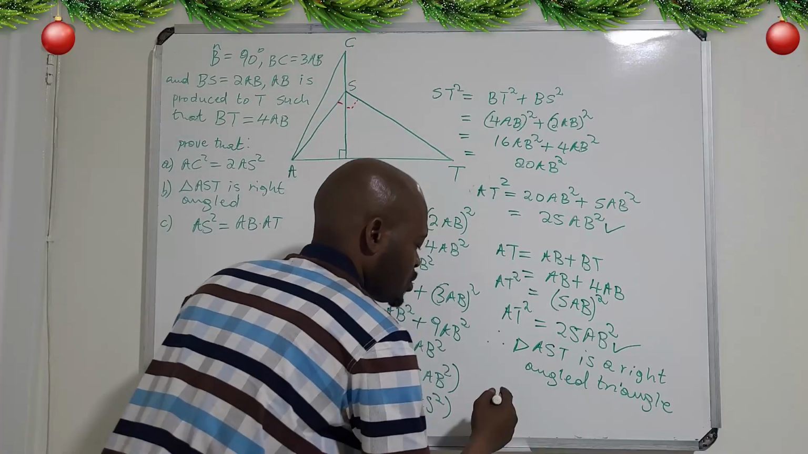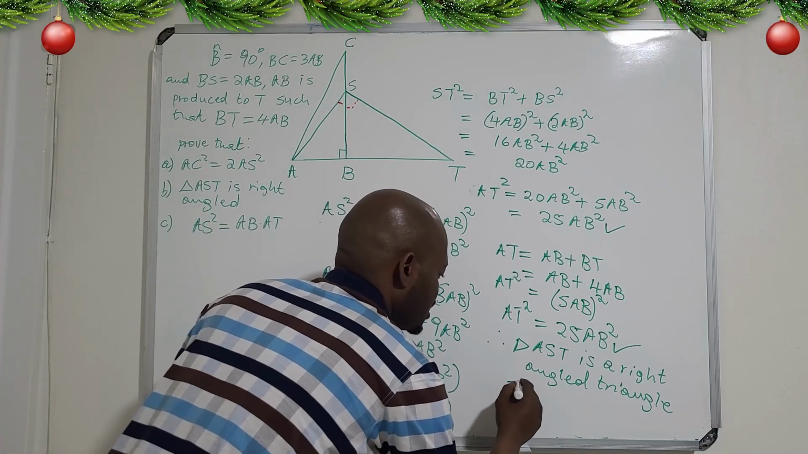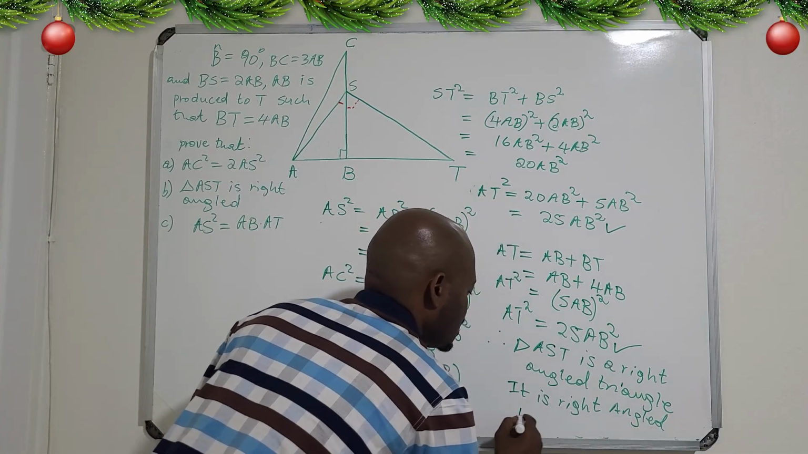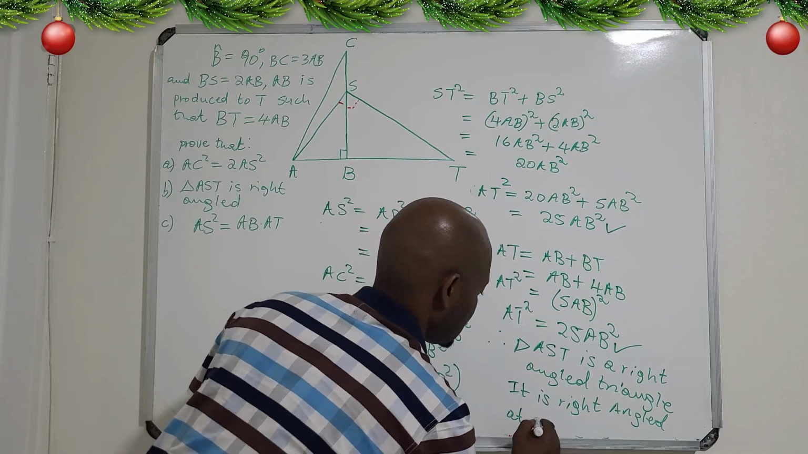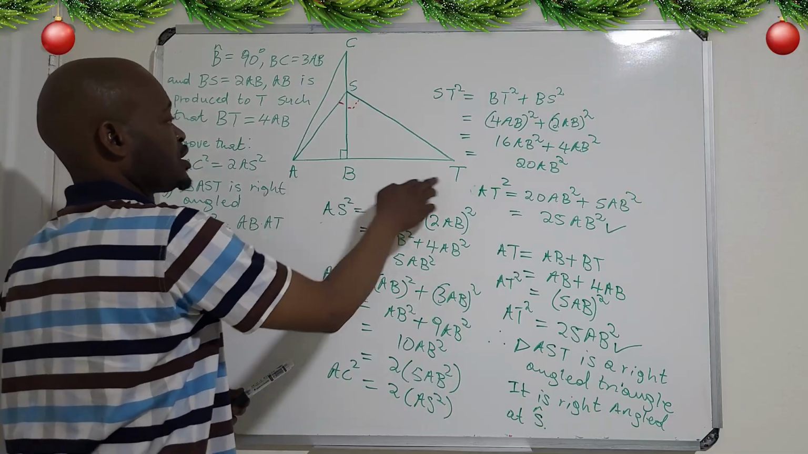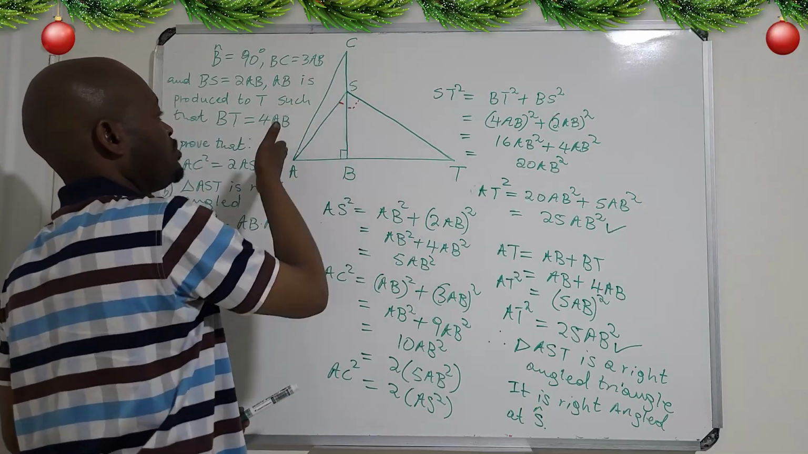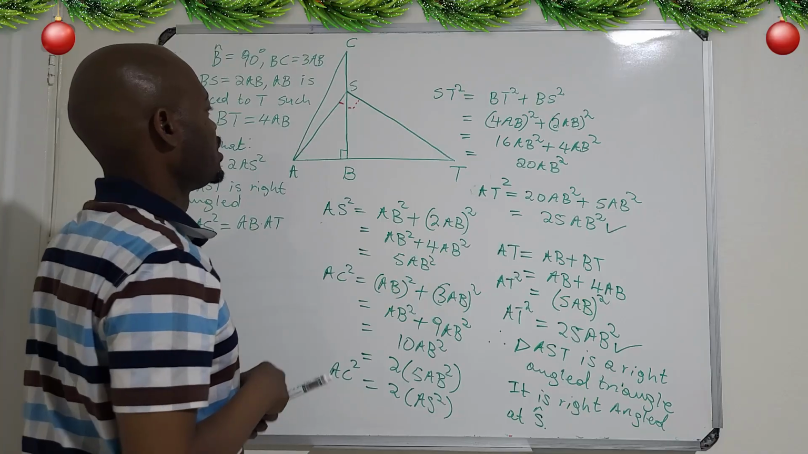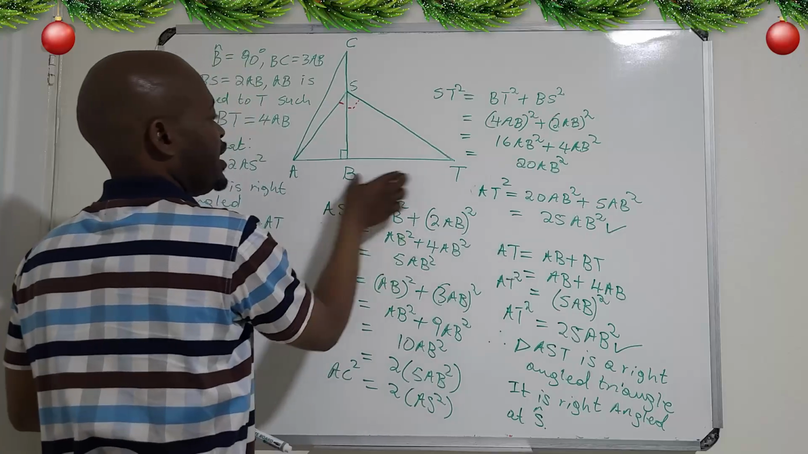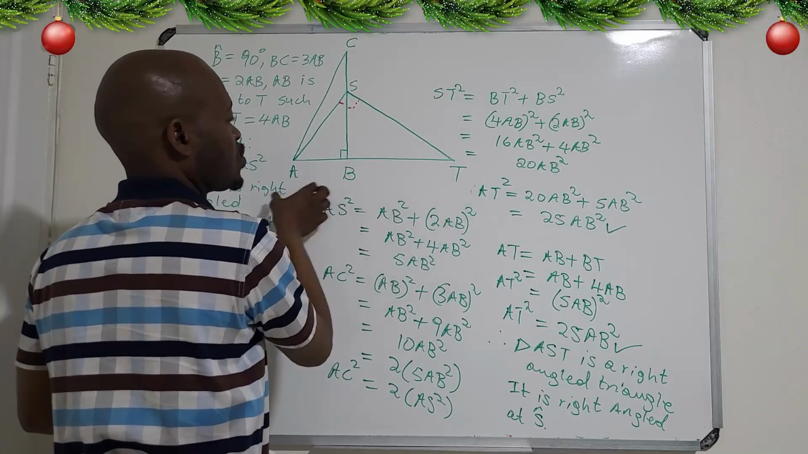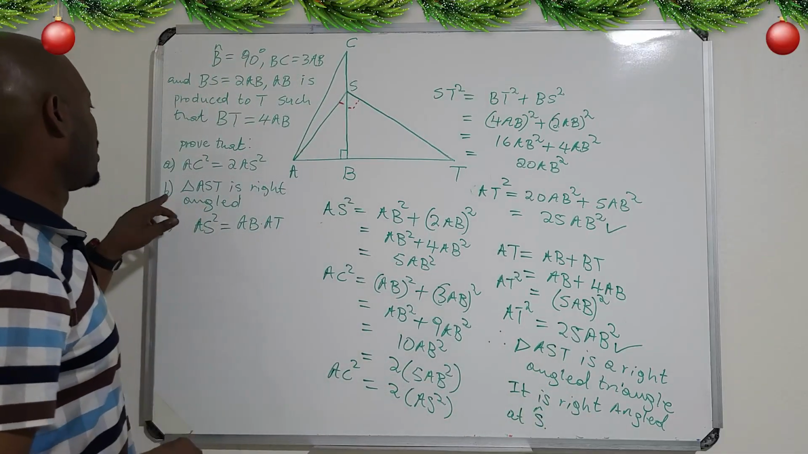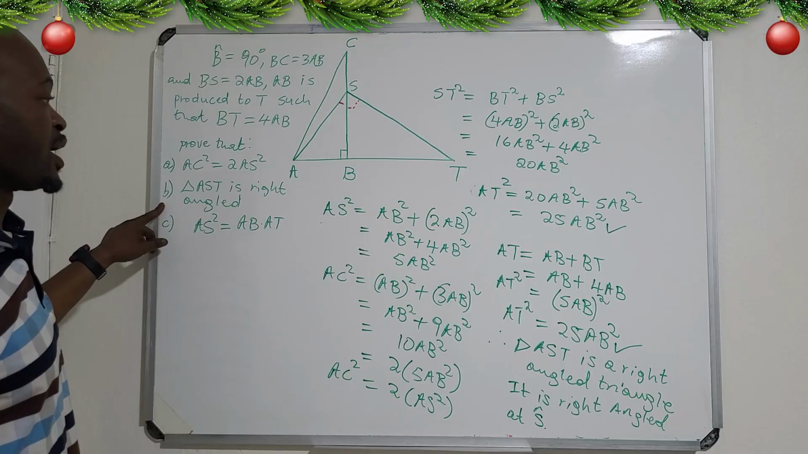And we can conclude to say it is right angled at S, at angle S, because this is the longest side, which equals that squared plus that squared, which equals the hypotenuse. And the hypotenuse, we could get it by just adding this and squaring it to get the same thing that we have got there. Therefore, B, we have proved that it is right angled.